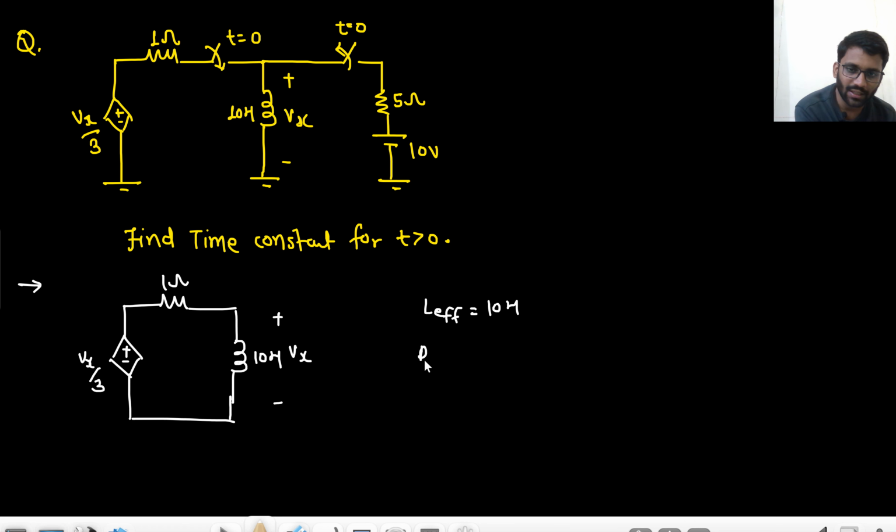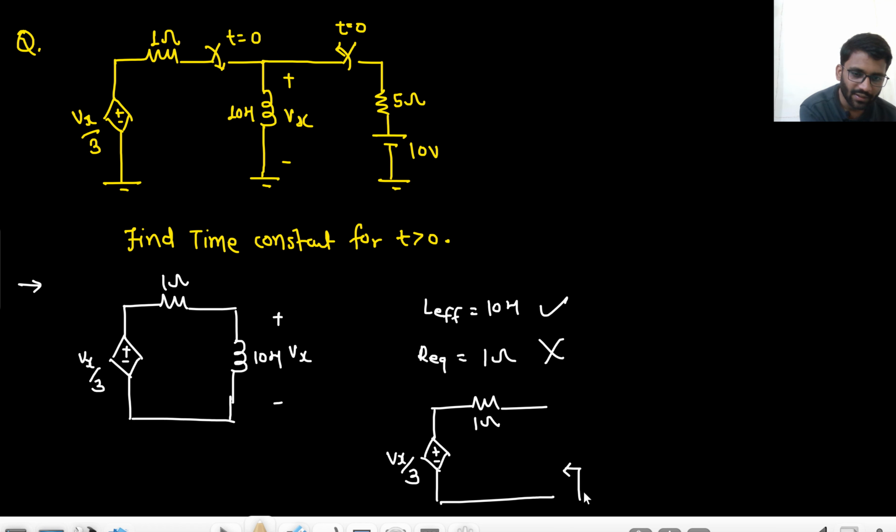10 Henry. What is my R equivalent? This will be shorted and R equivalent is 1 ohm. Is it correct? No. R equivalent is not 1 ohm, because this is not an independent source. This is a dependent source. You can't short circuit it. So this will remain there as it is, Vx by 3. This will be 1 ohm.